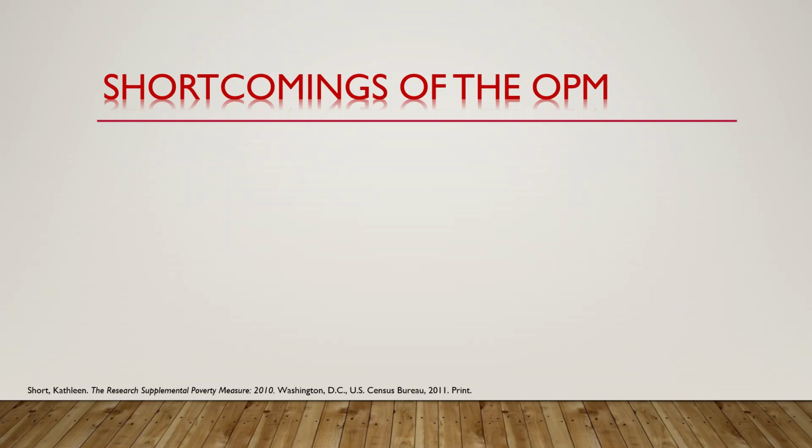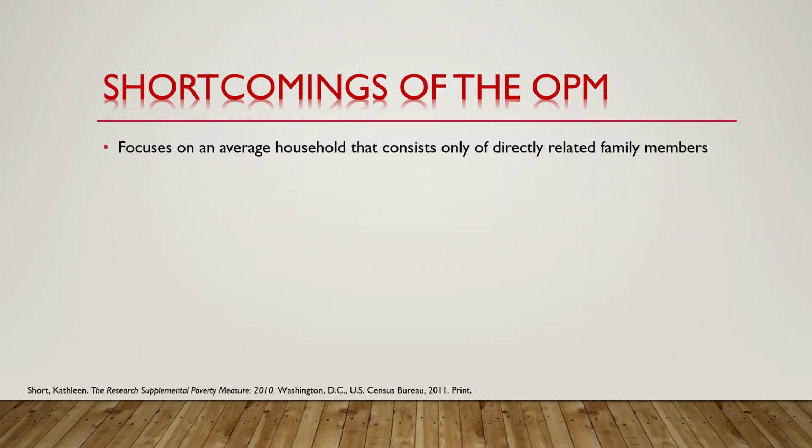The OPM has done well in creating an agreed-upon measurement of poverty and has signaled useful economic trends in our society. However, we believe the OPM is not a perfect measure of poverty. For our purposes, we are going to focus on a few specific shortcomings of the OPM. For instance, the OPM focuses on an average household that consists only of directly related family members. However, in our current society, it is not uncommon for couples to live together and support each other and their potential children without being married.